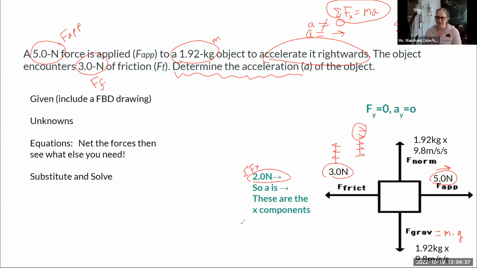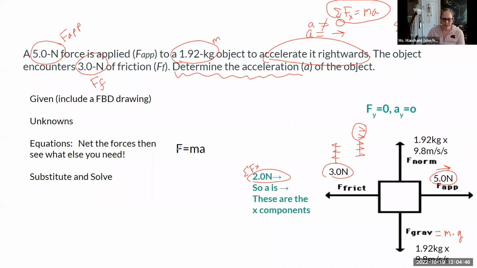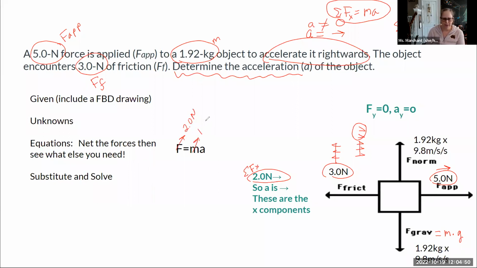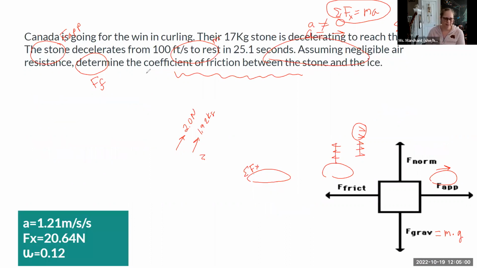Hey, I know that equals mass times acceleration. Now I'm getting there. I'm going to be able to fill in some more terms. Okay, so my force is 2 newtons. My mass is 1.92 kilograms. And guess what? I've got one unknown left, so I can solve for the acceleration. And that would give me my answer for that problem.